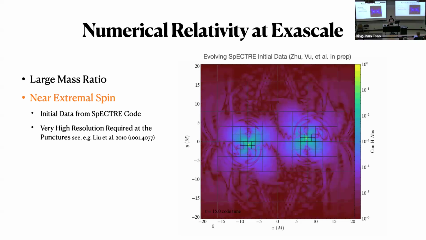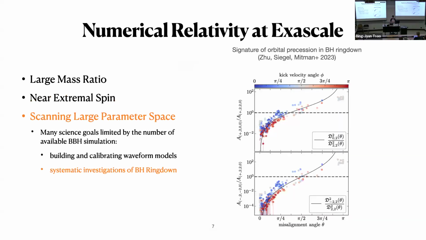Another thing we can do, for less extreme parts of the parameter space, is a more thorough sampling for building surrogate models. Now we only have a couple thousand numerical relativity simulations. And on these exascale machines, we can do parameter scans of hundreds of binary black hole simulations at once and fill in the parameter space very quickly.